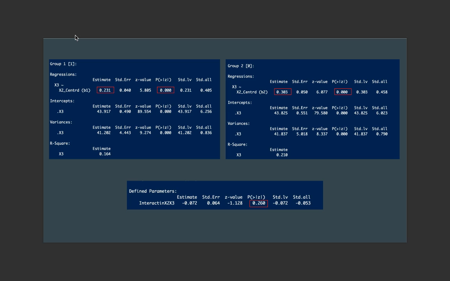Looking at the p-values, the p-value indicates that for both group 1 and group 2 of the categorical variable x1, there is a significant effect of x2 predicting x3 at the p less than 0.05 level. So we have 0 for both of those groups. And then looking at the interaction in the linear model, the interaction is not significant at the 0.05 level because it's 0.26. This indicates that the relationship between x2 and x3 does not differ across groups of x1.